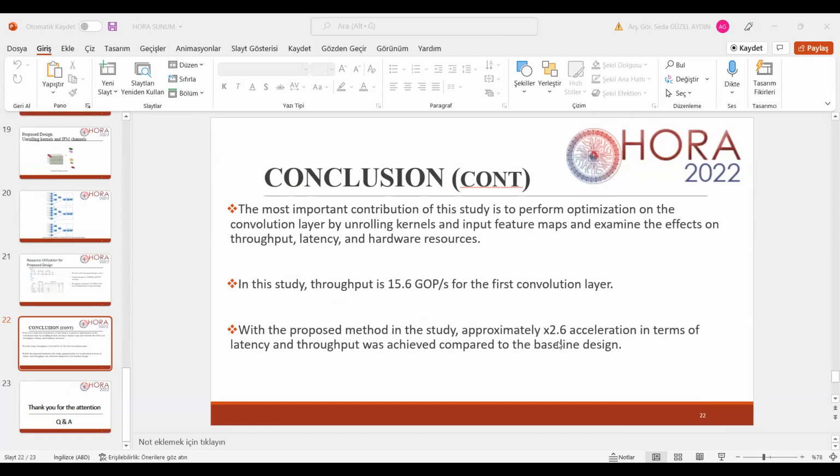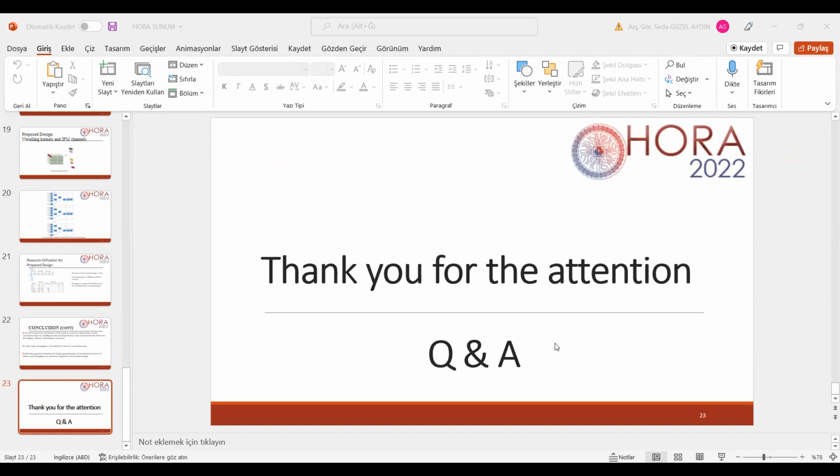The most important contribution of our study is to perform optimization on the convolutional layer by unrolling kernels and input feature maps and examine the effects on throughput, latency, and hardware resources. In this study, throughput is 15.6 gigaoperations for the first convolution layer. With the proposed method, approximately 2.6 times acceleration in terms of latency and throughput was achieved compared to the baseline design. Thank you for your attention. Do you have any questions?